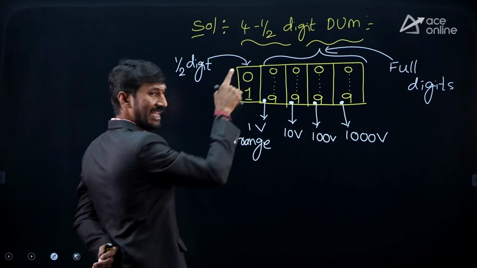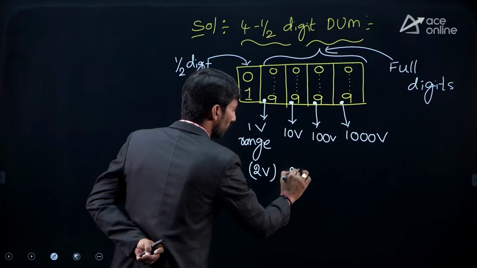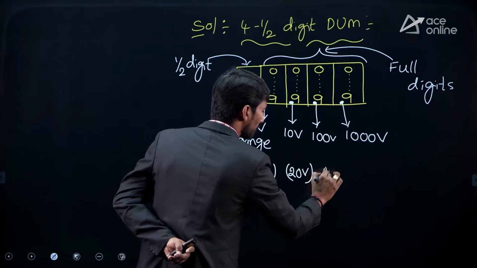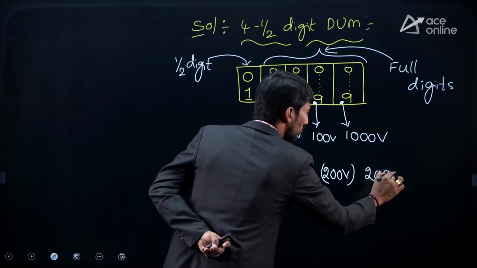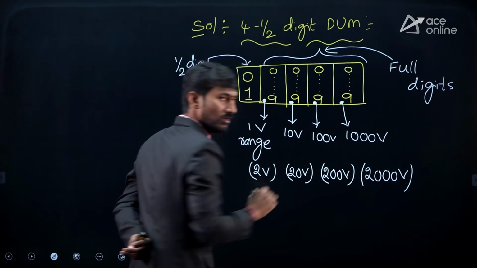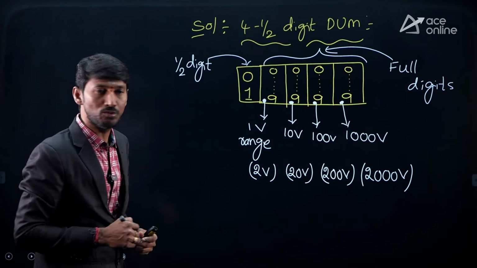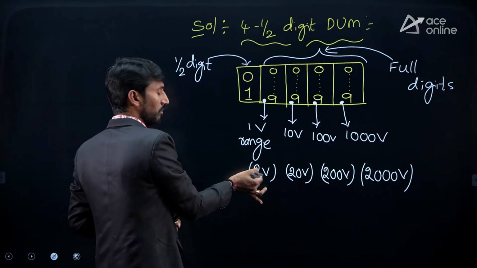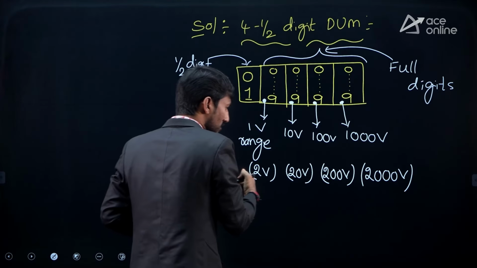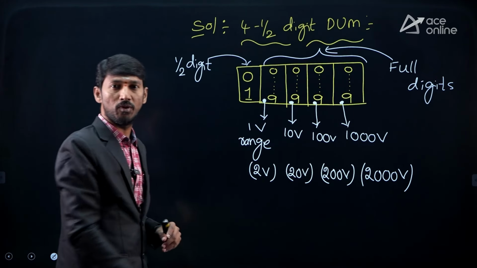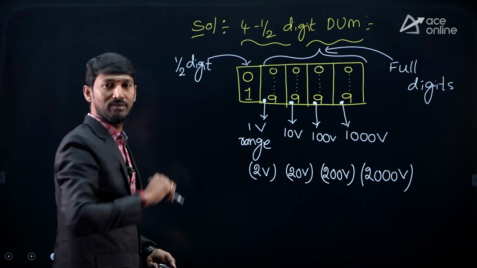If you are talking about extension, then 2 volt, 20 volt, 200 volt, and then 2000 volt. Why, sir? In the 4.5 digit DVM, the extension factor is 2. So 1 volt means the maximum will be 2 volt. In that way, I am writing the normal range as well as the corresponding range after extension. Now, this is the basic idea regarding the 4.5 digit DVM.